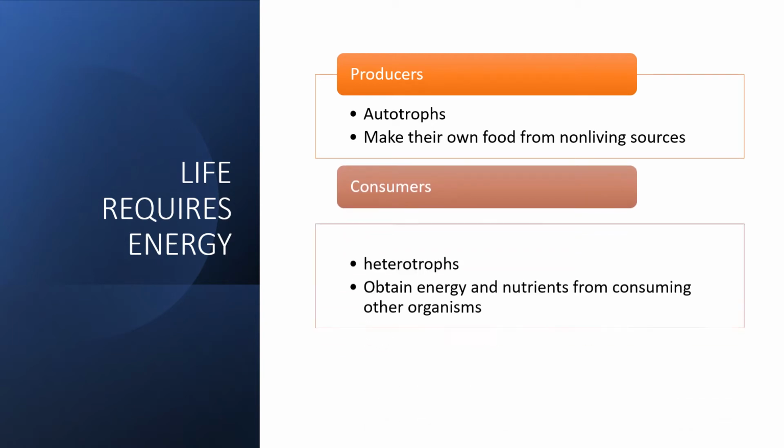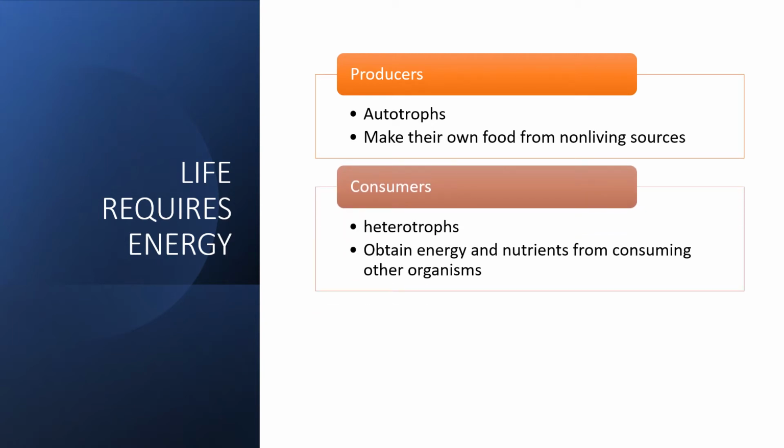Next, we have consumers. In contrast, they obtain energy and nutrients by eating other organisms, living or dead. Consumers are also called heterotrophs because hetero means other. You are a consumer, using energy and atoms from food to build your body, move your muscles, send nerve signals, and maintain your temperature. The next category is decomposers.